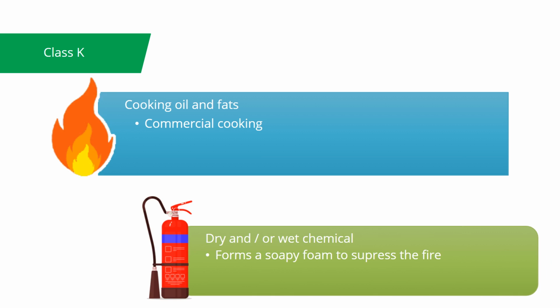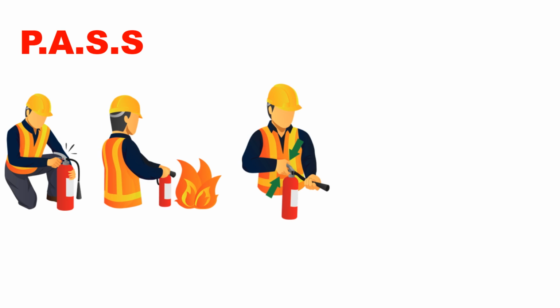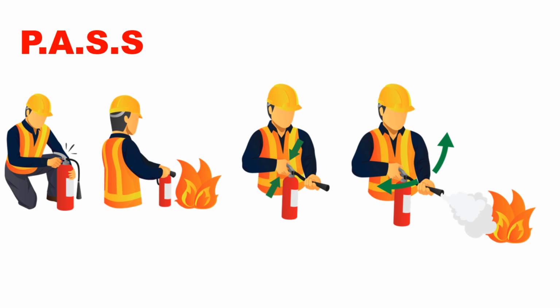It's easy to remember how to use a fire extinguisher if you can remember the acronym PASS, which stands for pull, aim, squeeze, and sweep. Pull the pin. This will allow you to discharge the extinguisher. Aim at the base of the fire. If you aim at the flames, the extinguishing agent will fly right through and do no good. You want to hit the fuel.